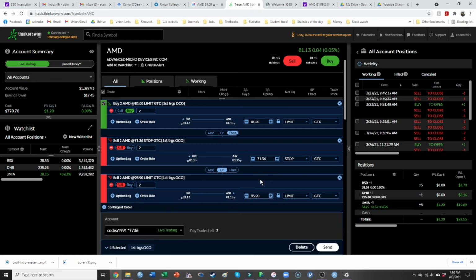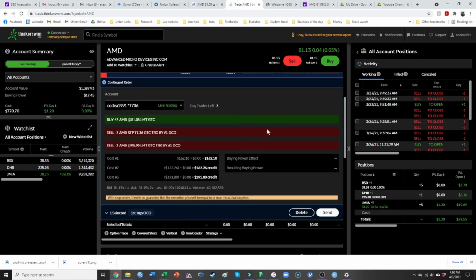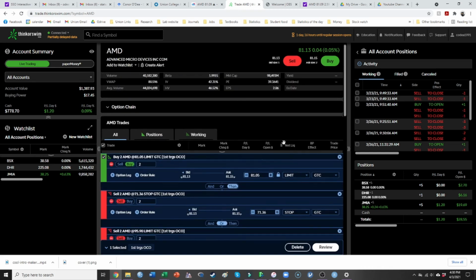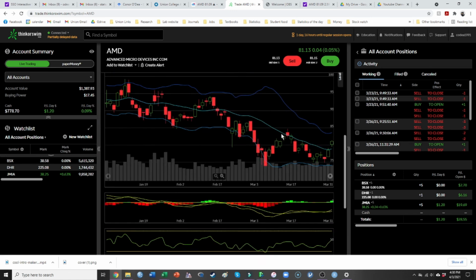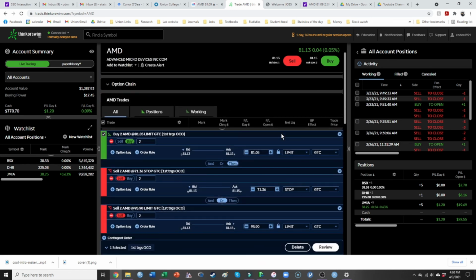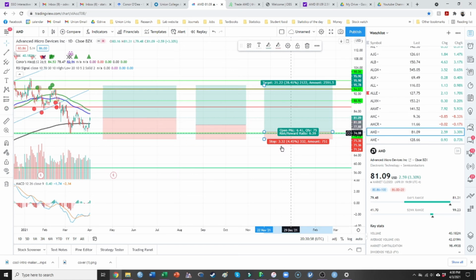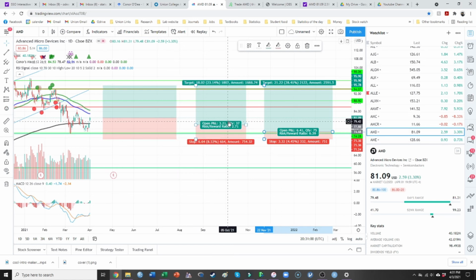So I review this order. I could eventually then send that order in. I'm not going to go ahead and send that order though because I don't have any cash in the account right now. It's all tied up in stocks right now. But what this allows me to do is now I don't have to think about this too much. I mean, yeah, I'm going to watch this stock over time, make sure it's doing what I want it to.